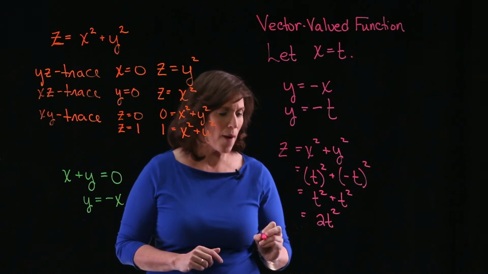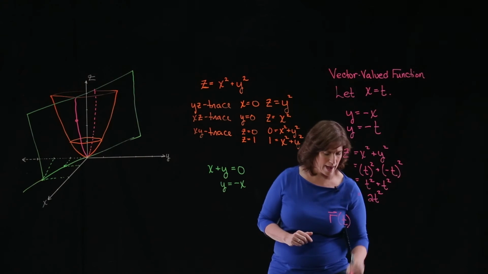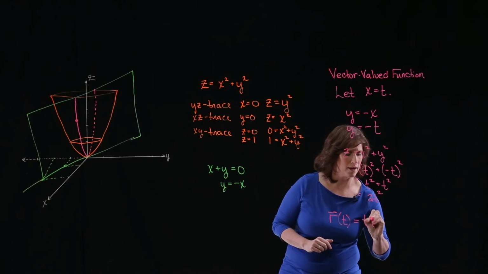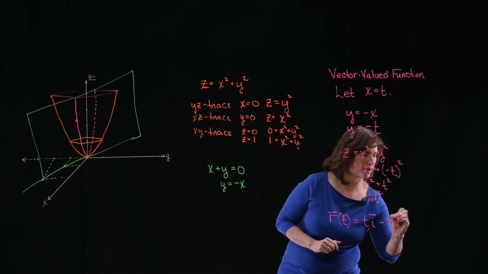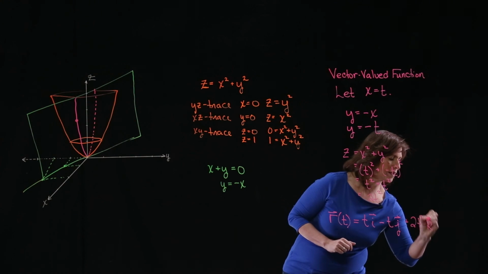So now I can write my vector-valued function as t times i minus t times j plus 2t squared times k.